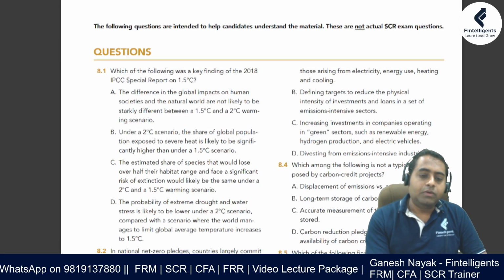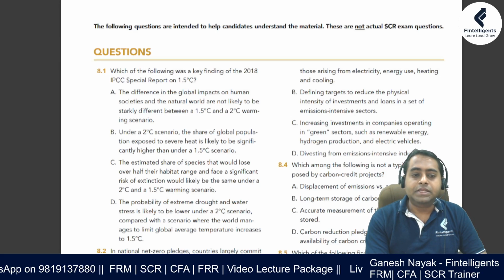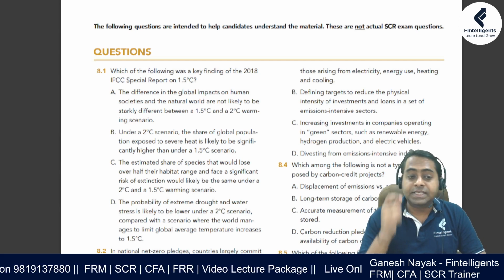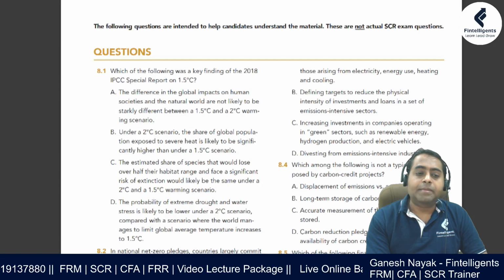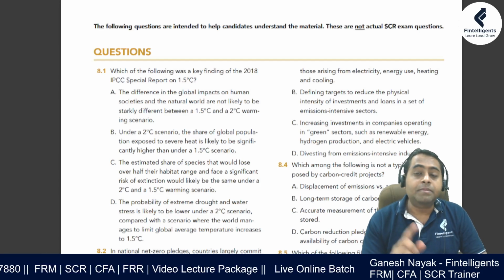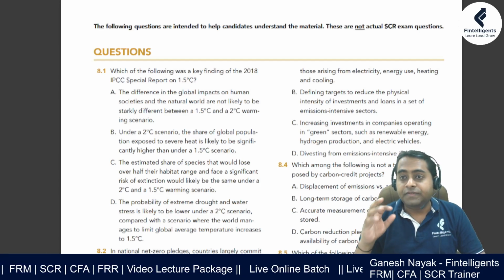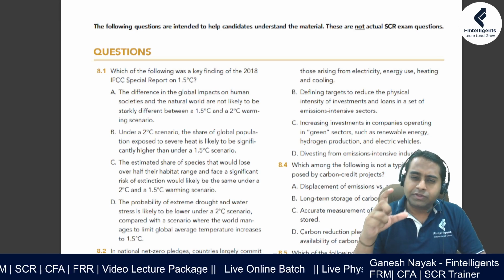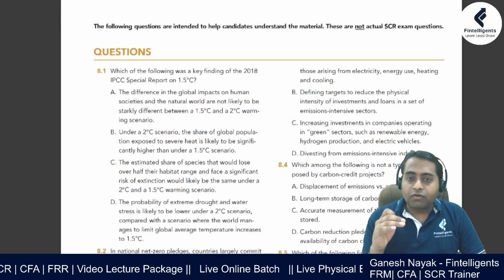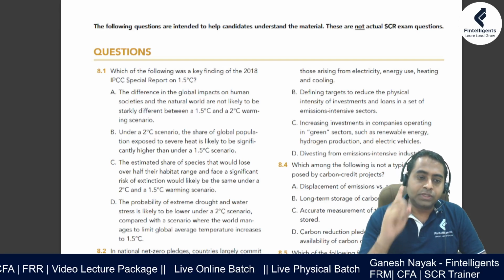With respect to the required reading, there's one required reading for chapter 6, which is nothing but the climate risk measurement and management, which talks about implementation of the recommendations of the TCFD guidelines. That is only a small one, 3-4 pages. All the formulas can get tested in the exam, so do not skip that.